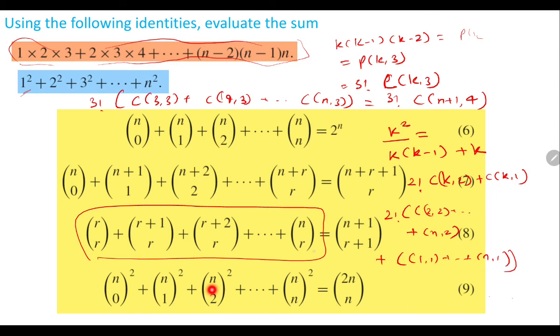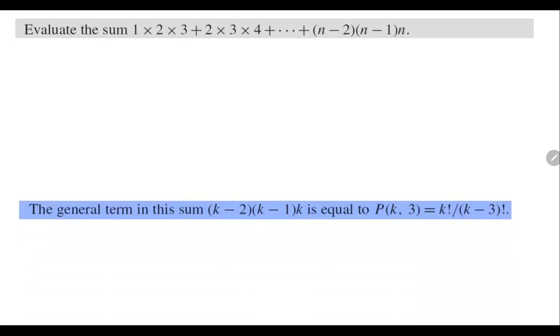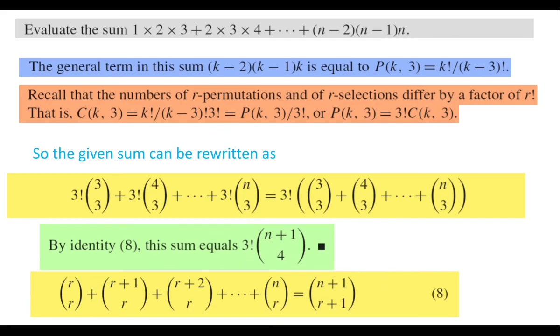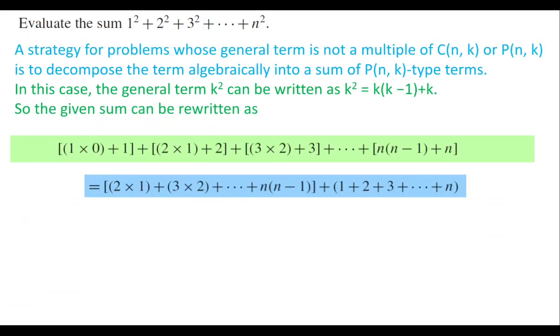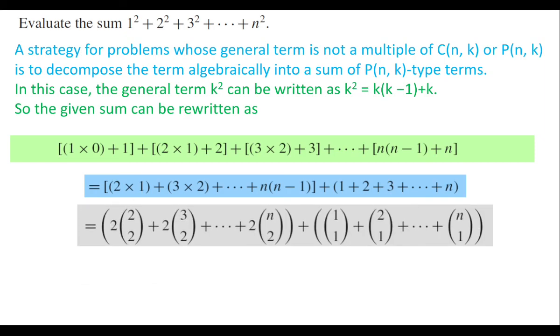Now again you use identity 8, so it becomes 2 factorial C(n+1, 3), as r is 2, plus again r is 1, so C(n+1, 2). So similarly these identities are very helpful in finding sums. You can use any one of the identities which is most suitable, but you have to write it in terms of nCr. So thank you very much.